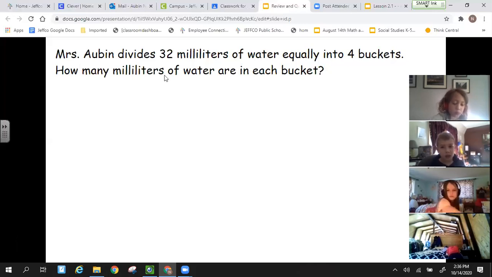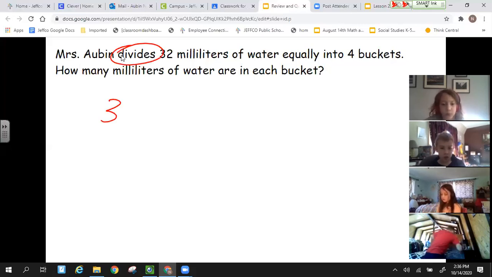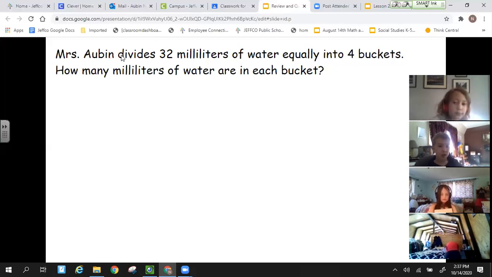Because I knew that 8 times 4 equals 32. But why did we divide? What clue? Who can help us out? What was the clue, Paxton? A lot of you in the past have seen the word divide, but you have multiplied. So if it says divide, you should divide. That is a clue. We also know we have the total number of milliliters. You have the total. You're breaking it into equal groups. So should you multiply when you already know the total?